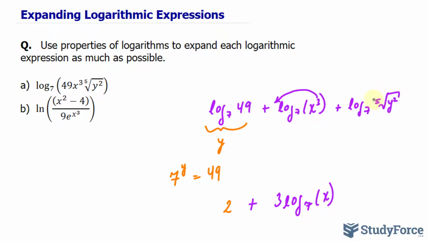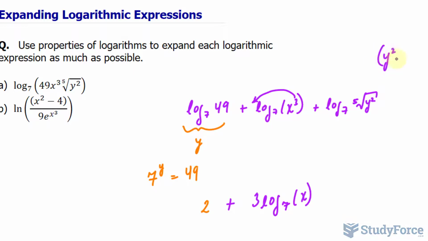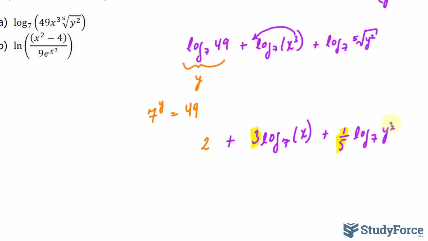And for this, the fifth root of y to the power of 2 is the same thing as saying y to the power of 2 raised to the power of 1 over 5. So technically we have an exponent again. We can rewrite this as 1 over 5 log of base 7 y to the power of 2. The same logic that we applied here is applied there. So now we have a coefficient of 3 and a coefficient of a fifth. Of course, we can apply that once more with y to the power of 2.